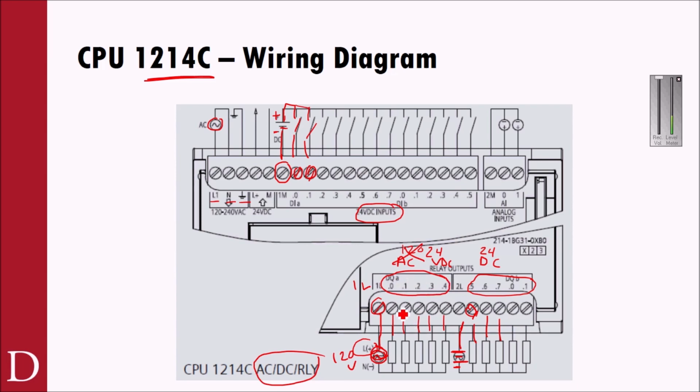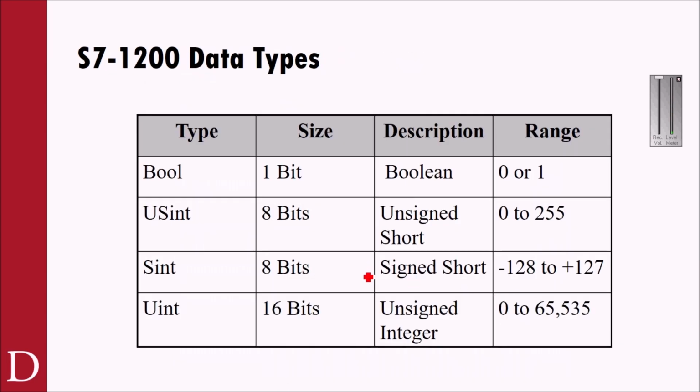What that means is the common for these relay outputs is common for all 5 of these, and the common 2L is going to be common for all 5 of these. All right, data types.